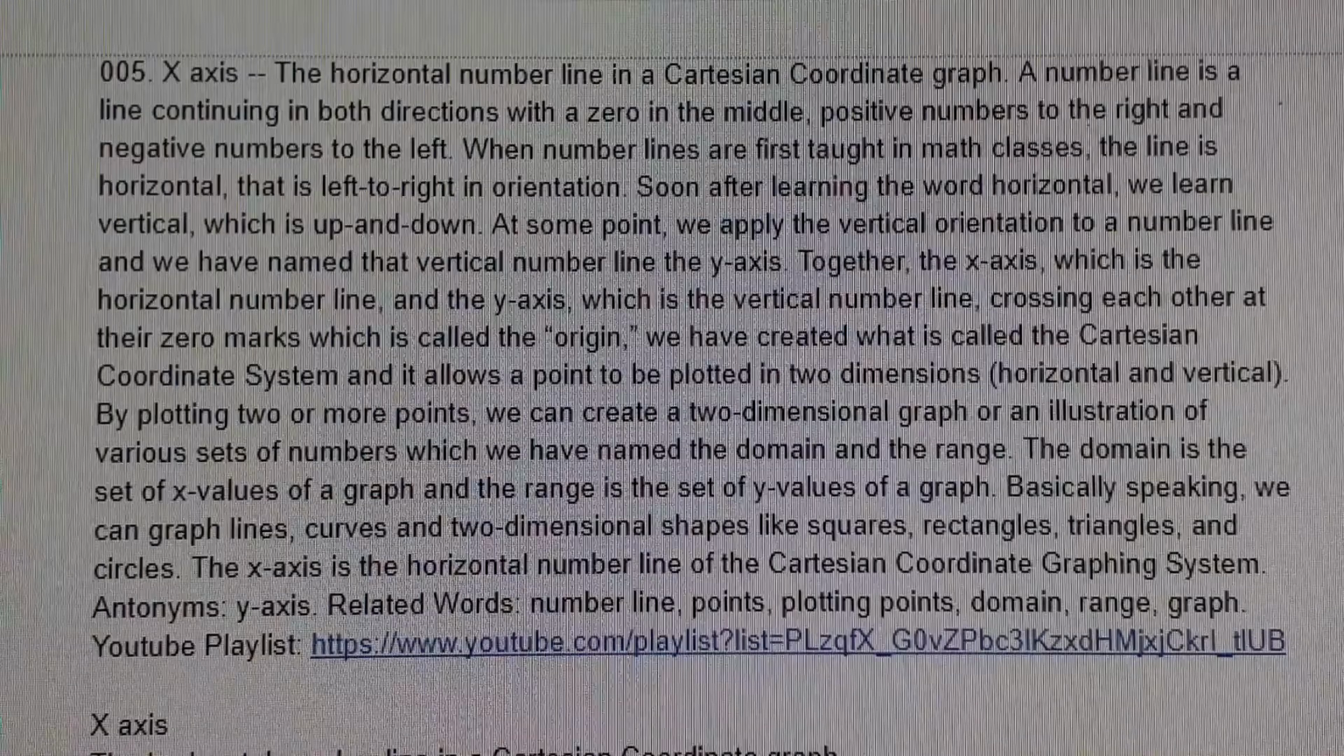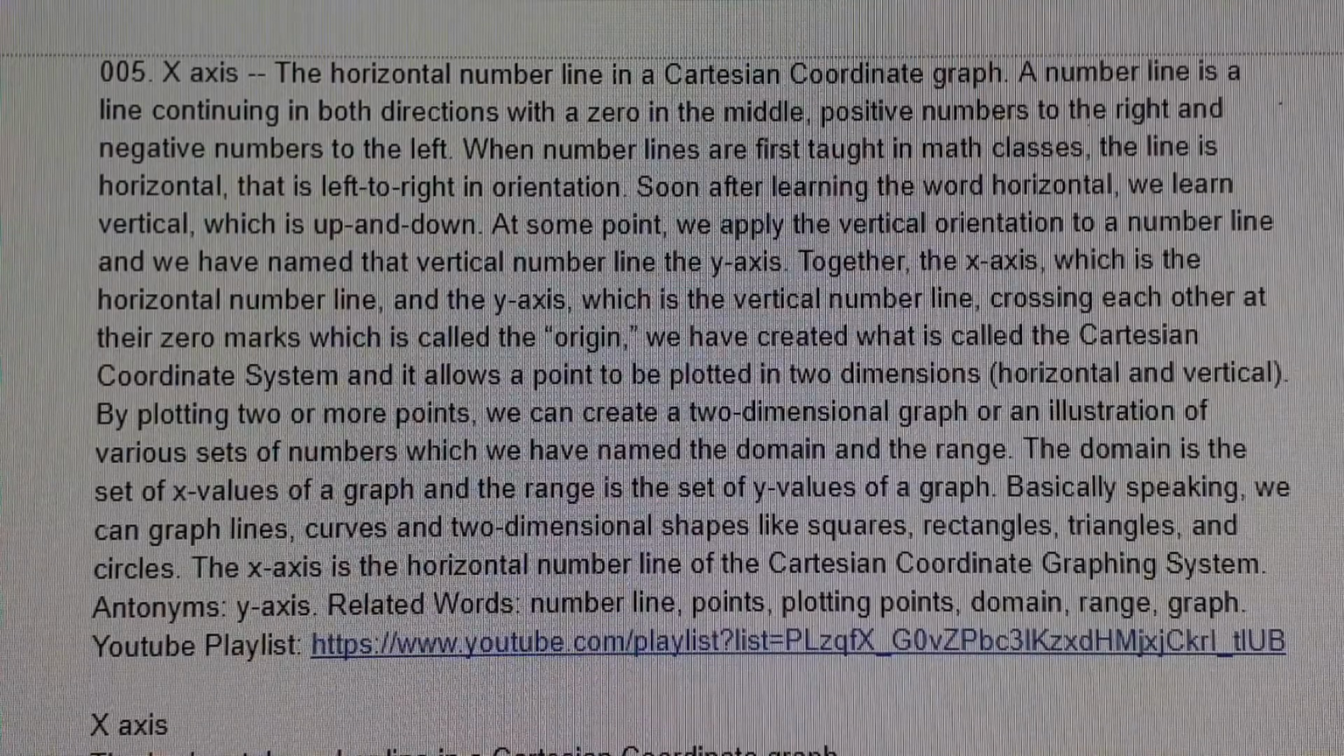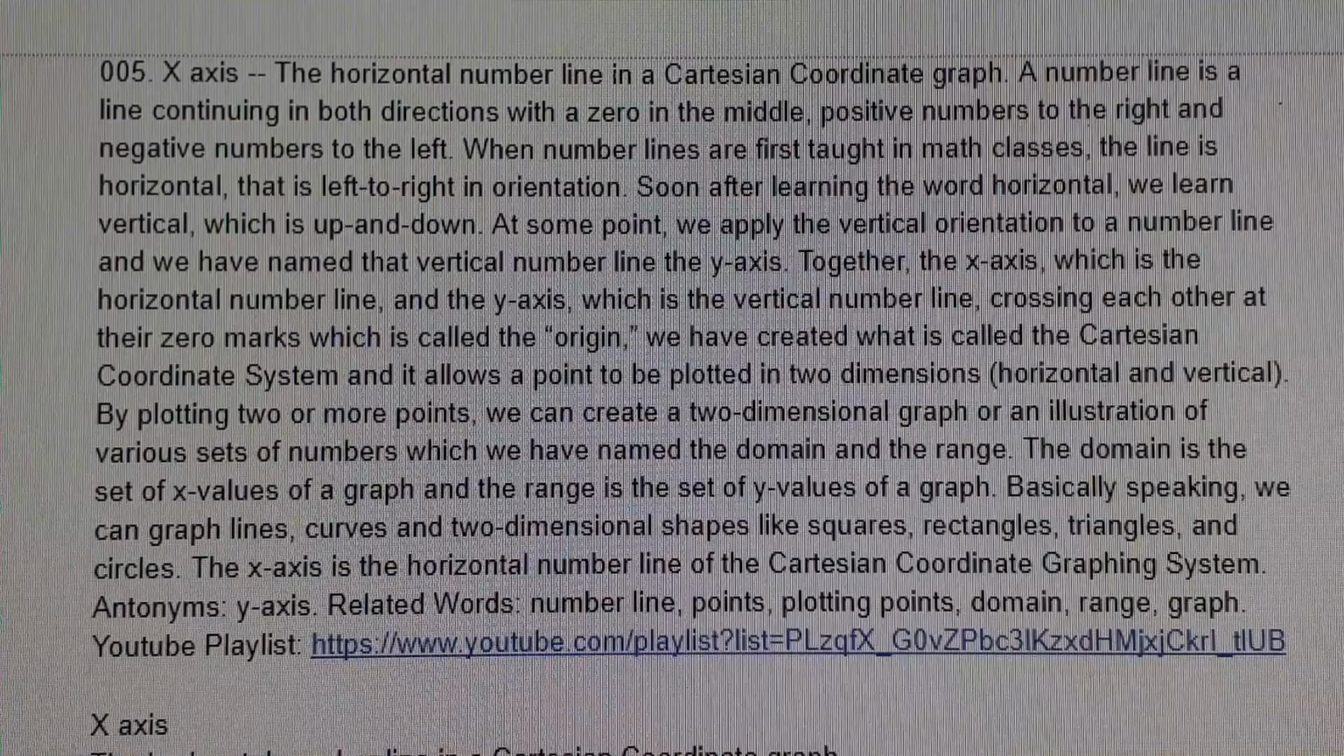By plotting two or more points, we can create a two-dimensional graph or an illustration of various sets of numbers, which we have named the domain and range. The domain is the set of x values of a graph, and the range is the set of y values of a graph.